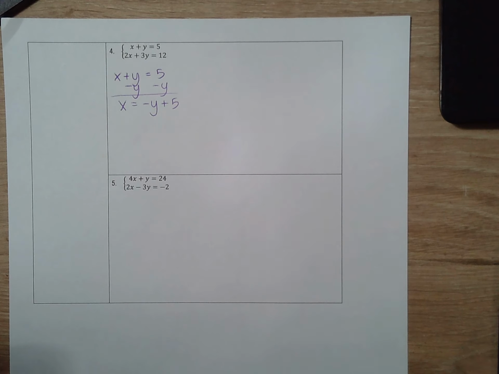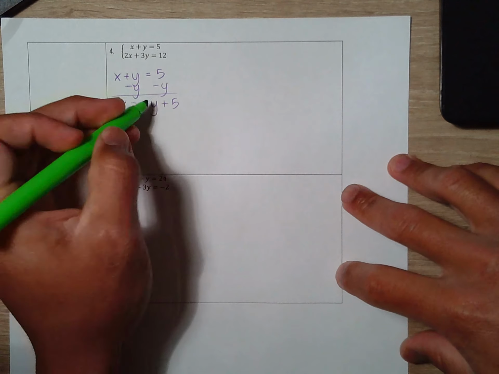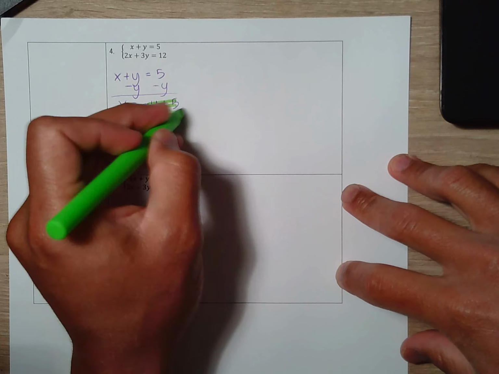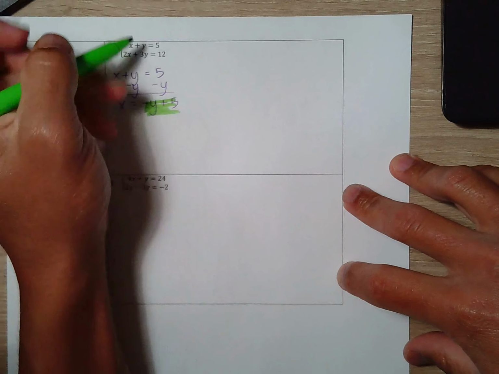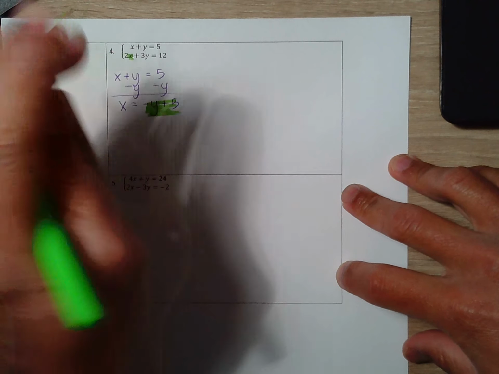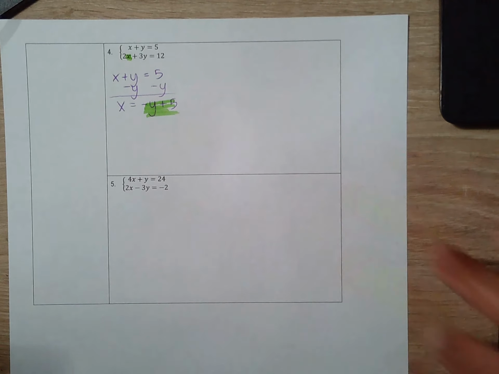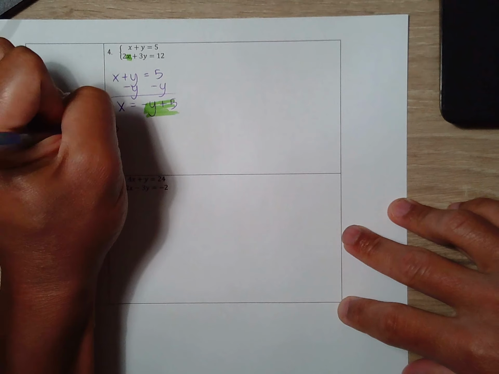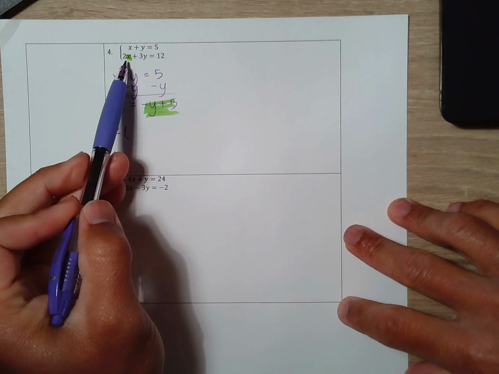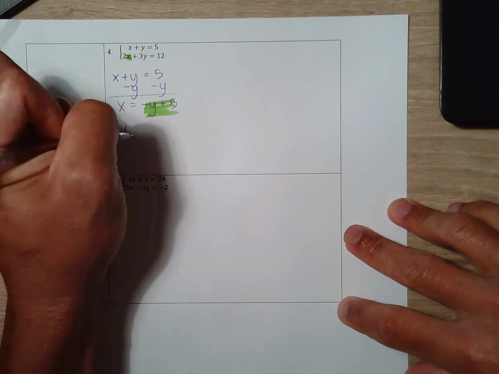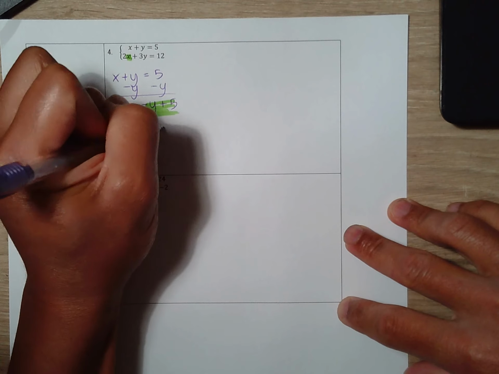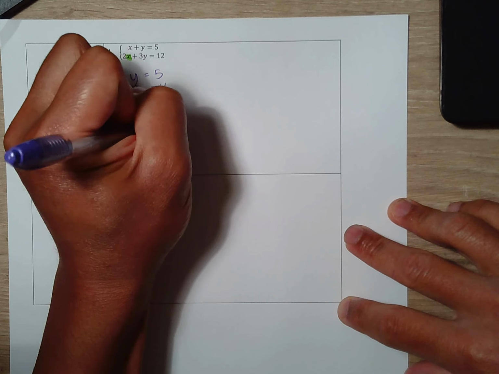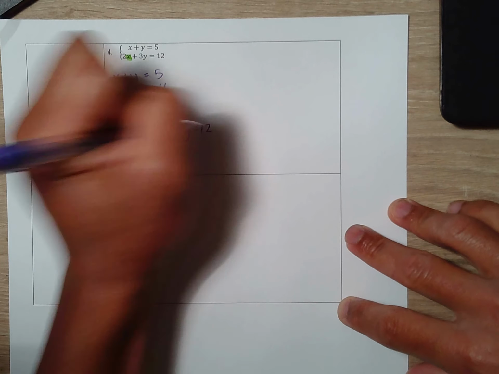And now I can go ahead and substitute, right? I know that x is equal to -y plus 5. So I'm going to go ahead and substitute it into this x, right? That x I'm going to replace with -y plus 5. So let's go ahead and do that. Let's see. 2 times x, but instead of x, I'm going to write -y plus 5, plus 3y, and that's equal to 12.